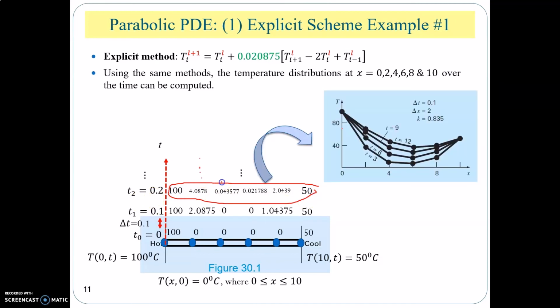If you continue the calculation, then you should be able to obtain this result, where you can see at the end of the root here, the temperature is always 100, and the temperature here is always 50 degrees Celsius. And the temperature at the x1, x2, x3, x4 points here is increasing over time. And you can see the temperature at x1 increased faster compared to x4 because the temperature at the boundary condition is higher here.